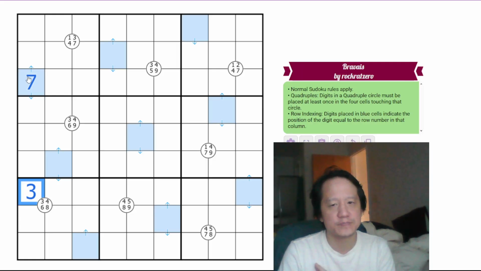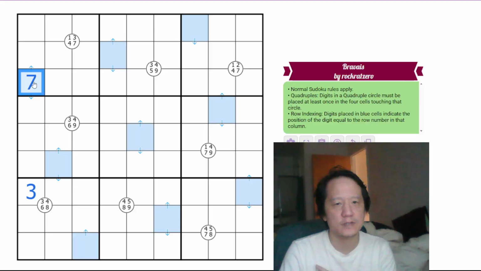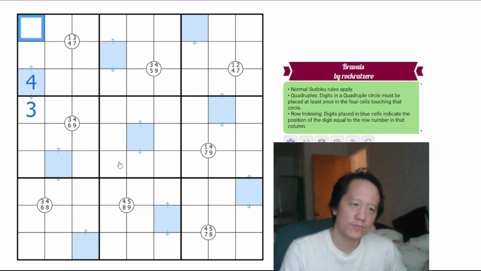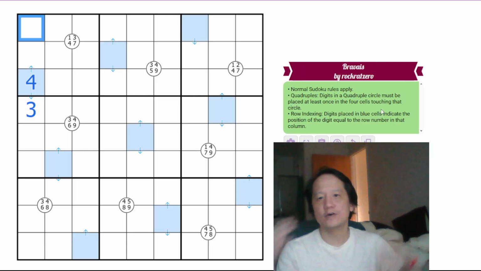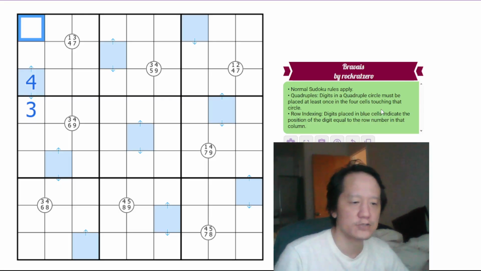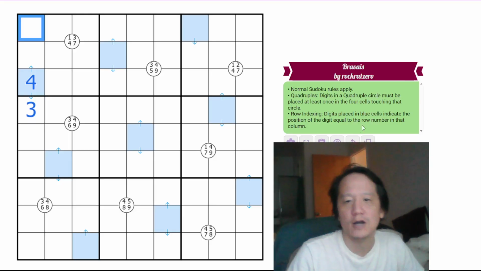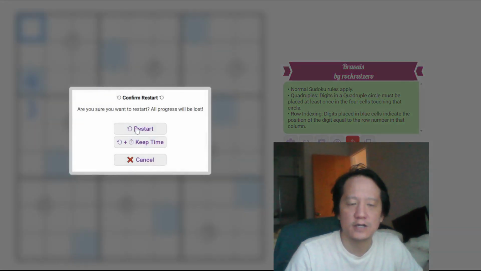So basically, whatever digit is here indicates the position of whatever the row number is in that column specifically. So wherever the 3 is in this column, this must match. So if this were a 3, this would have to be 1, obviously. If this were 3, this would have to be 4, etcetera. And those are all the rules. If you'd like to play along, there's going to be a link in the description. And now, I'm going to get started. Let's learn how to Sudoku.